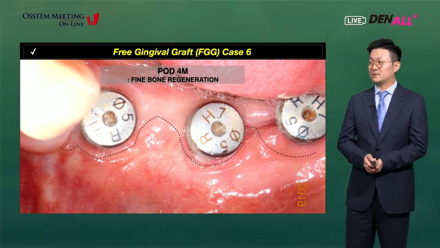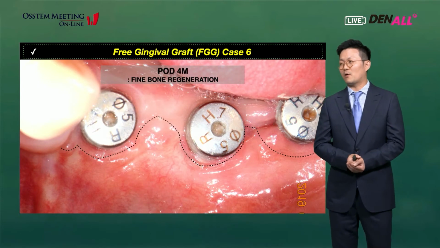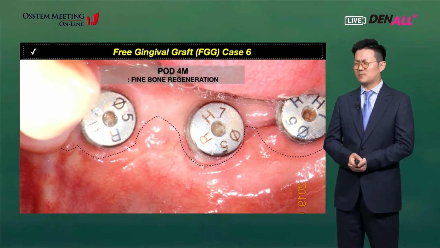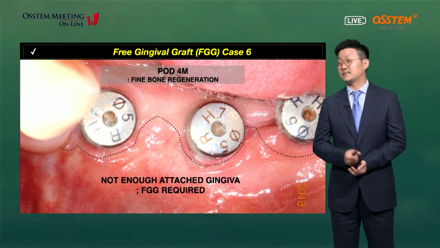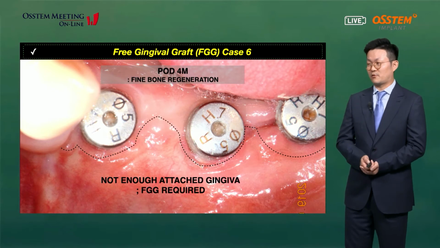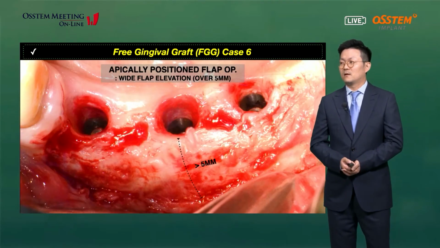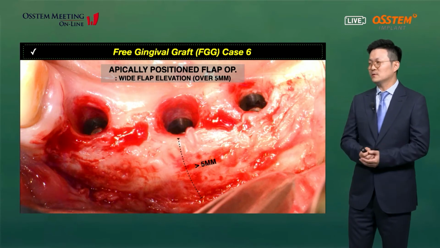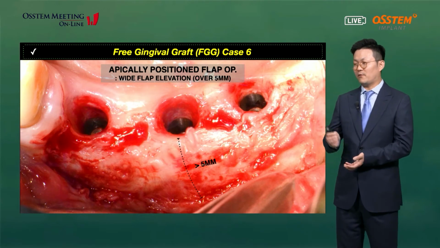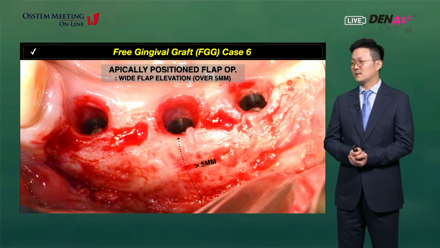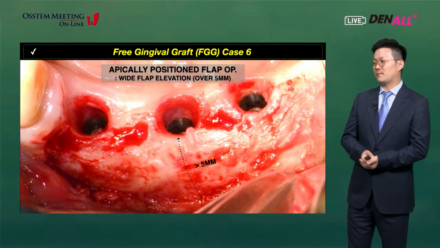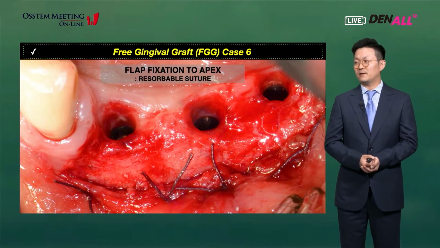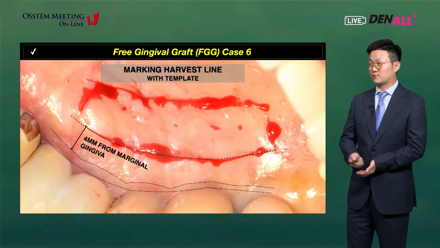But despite fine bone regeneration, the buccal keratinized tissue was very poor. There's no gingiva found. So I decided to perform free gingival graft. Because this patient has a wide GBR zone, we have to perform APF widely. So in this case, I perform APF more than 5 millimeters of the width and fix the flap on the apex with the suture too.